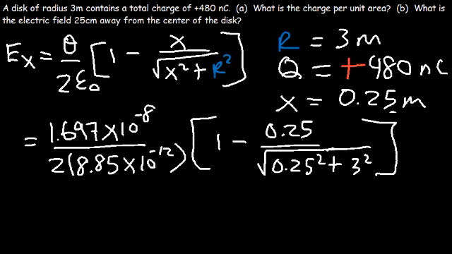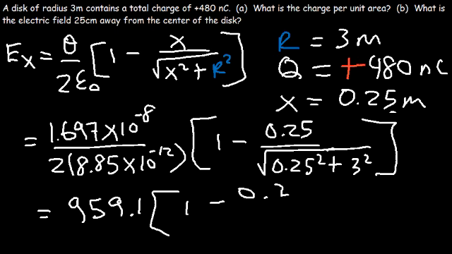You can type this whole thing in a calculator, but for those of you who may not have an advanced calculator, I'm going to do most of this step by step. So 1.697 times 10 to the negative 8 divided by 2 and 8.85 times 10 to the minus 12. This section right here is equal to 959.1. 0.25 squared plus 3 squared is about 9.0625. The square root of that is 3.0104.